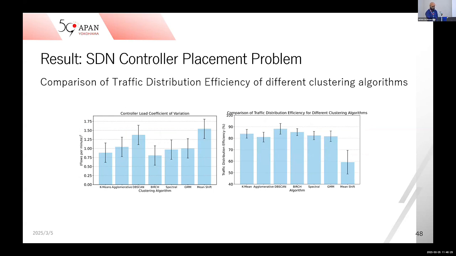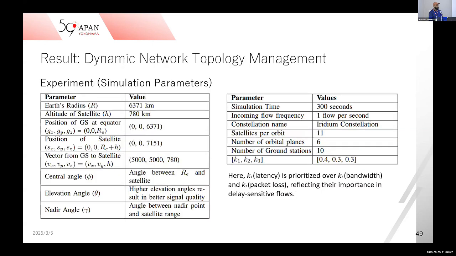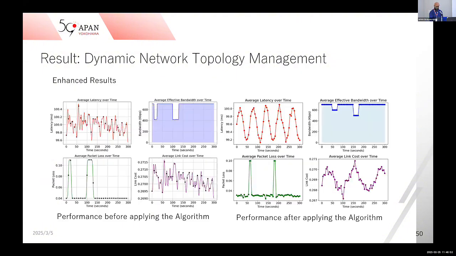For this case, for traffic distribution efficiency, k-means clustering was also performing well. Also, DBSCAN was another algorithm that we compared against. Now for the second challenge, these are the simulation parameters that we used to perform our experiments. These are some of the results that we obtained.